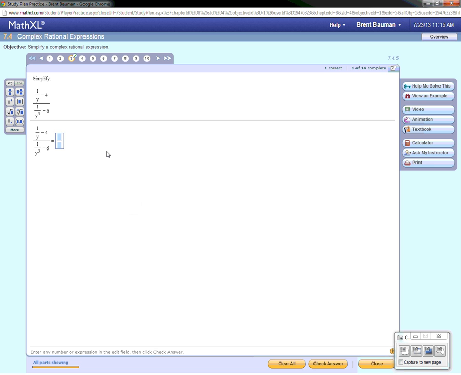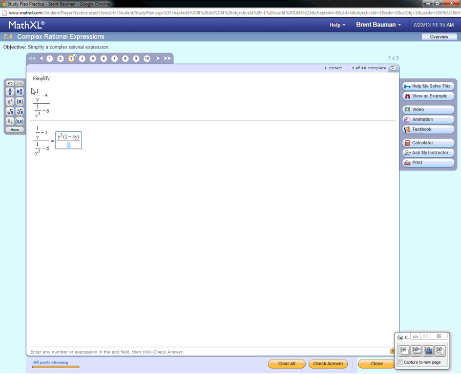So we have a y squared, so we're just going to put y, go up to the exponent, put in 2. Make sure you exit the exponent by pushing the right button. And then I have parentheses 1 minus 4y, close the parentheses. That's all in my numerator.